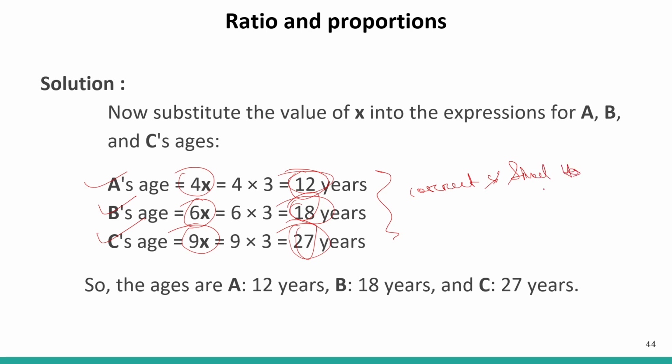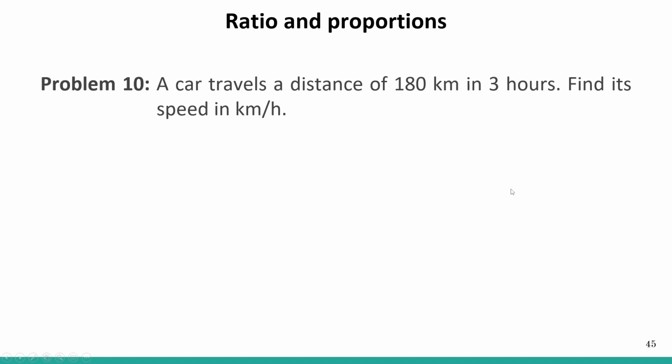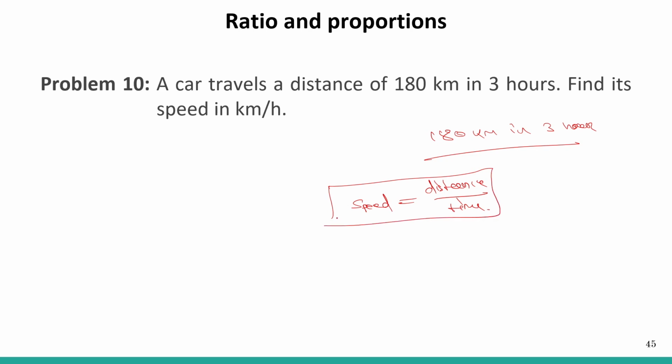Final answer. So let's see problem number 10. A car travels a distance of 180 km in 3 hours. Find its speed in kilometers per hour. We all know the speed and distance formula, that is speed is equal to distance by time. This is a formula that we have seen time and time again, and we will be seeing it more often. Just remember this formula. It will be very useful for all competitive exams.